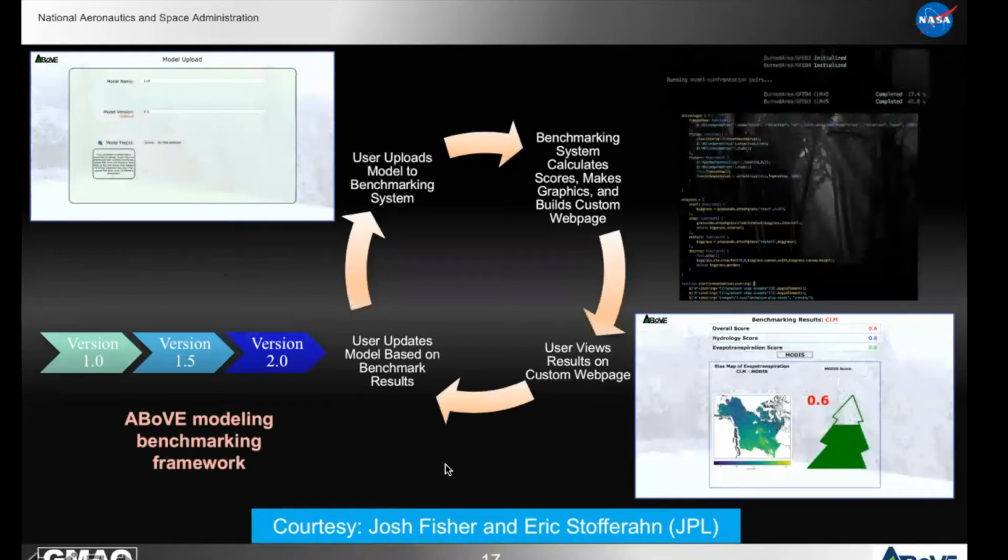And this shows you the entire process. For example, if you start at the left corner, they have a website that's being set up where you can go in and upload your model. You can then choose which parameter you want to look at. The benchmarking system then calculates all the scores, and then you can see the results on a custom web page, and then you can go back, tinker with your model, try to make it better, and then repeat that entire process.